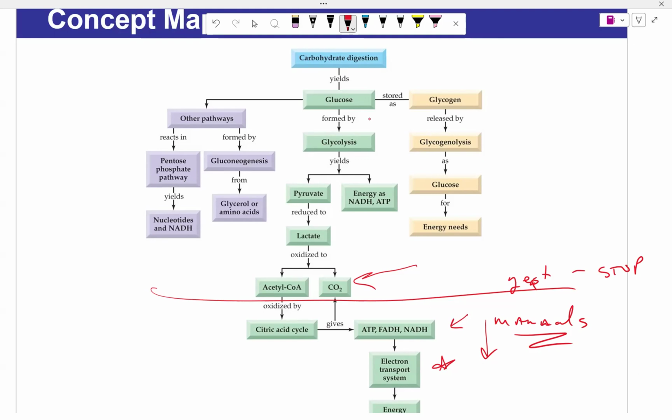Okay, so that's what I wanted to cover today, glycolysis.